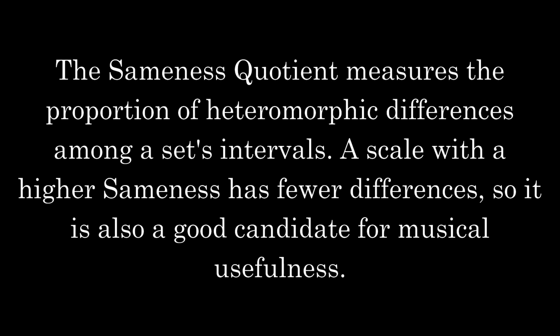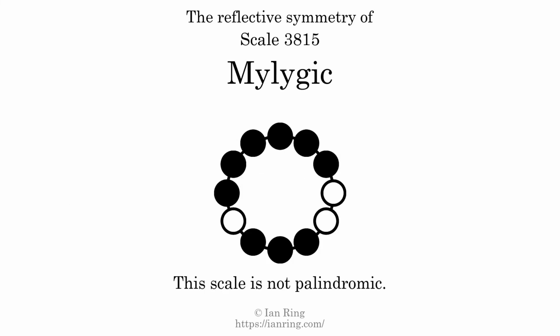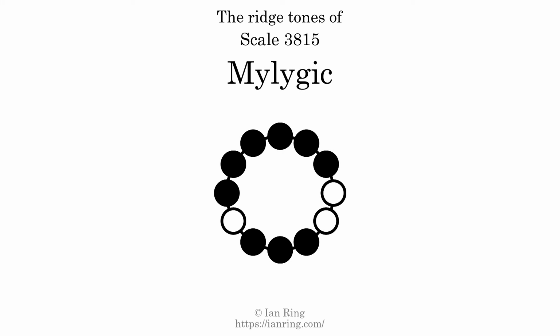The sameness quotient measures the proportion of heteromorphic differences among a set's intervals. A scale with a higher sameness has fewer differences, so it is also a good candidate for musical usefulness. The sameness quotient is 0.34. This scale has no reflective symmetry. This scale has a different pattern of intervals ascending and descending, so it is not palindromic. This scale has no ridge tones.